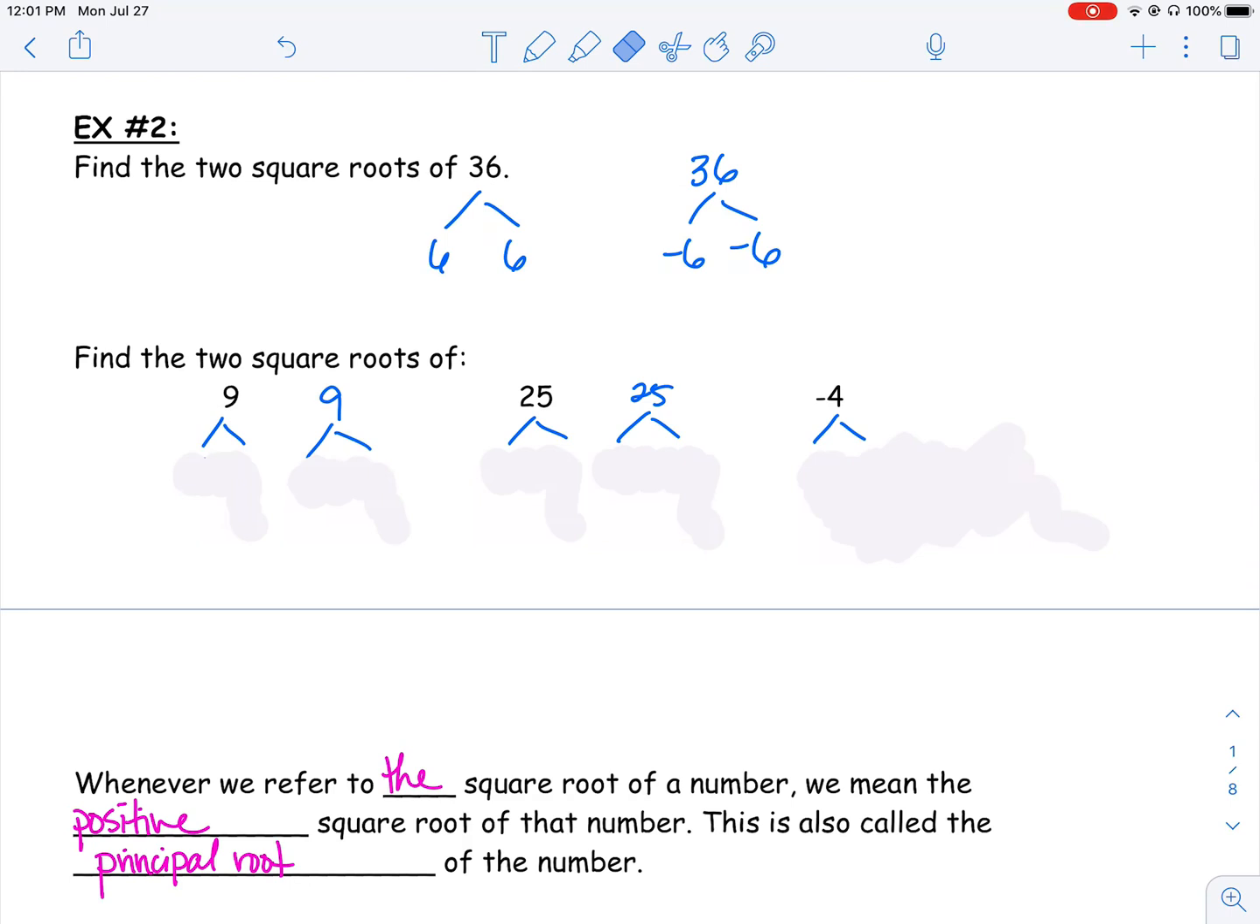So what about these numbers? What if I asked you for the two square roots of 9? Couldn't you say 3 and negative 3? Or the two square roots of 25, couldn't you say 5 and negative 5?